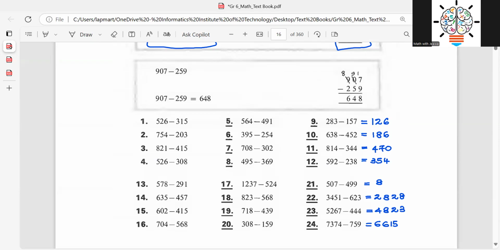Here I have not shown the method, but when you are doing the sums, it is necessary to show the steps because marks will be allocated for the steps also in the final exam especially. Therefore, please check your answers. See whether you get the answers like this. If not, please double check your calculations, whether you have made any calculation errors or careless mistakes.